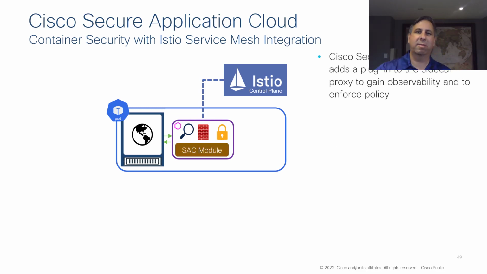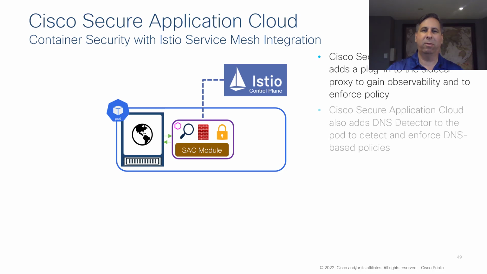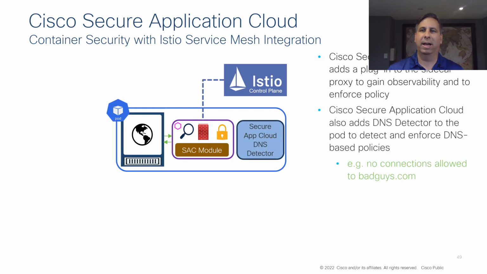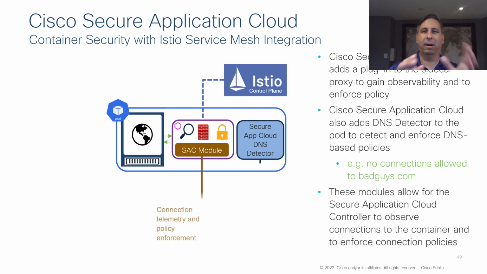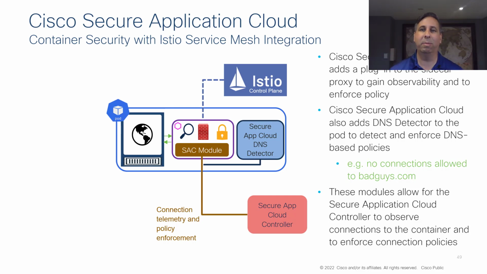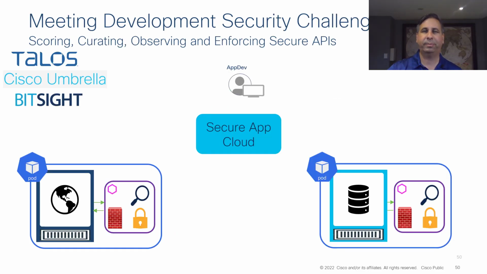Now, we patch into this by adding an additional module within that Envoy proxy, as well as some additional code to provide DNS detection so that we can even set policies that are limiting which domains can be connected to by the workload and report that up to the controller to enforce policies of that nature as well.